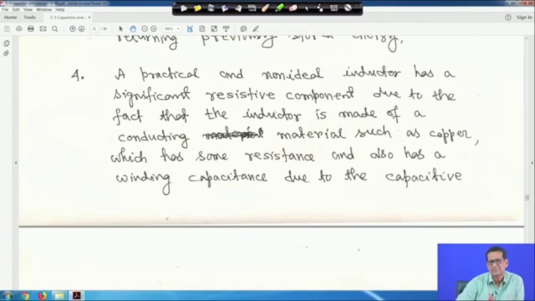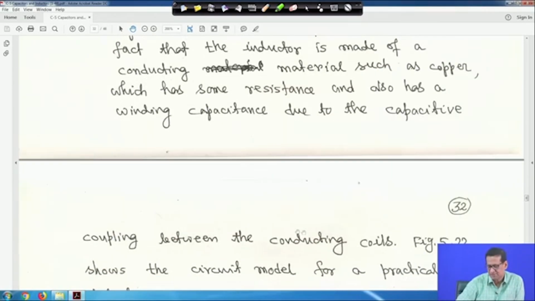A practical, non-ideal inductor has a significant resistive component, due to the fact that the inductor is made of a conducting material such as copper, which has some resistance, and it also has a winding capacitance due to the capacitive coupling between the conducting coils. That means it has resistance, and also some capacitance is there, right.